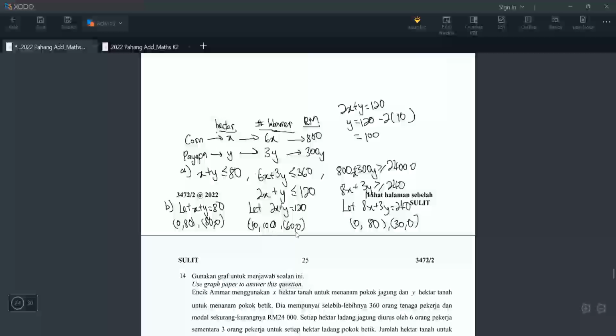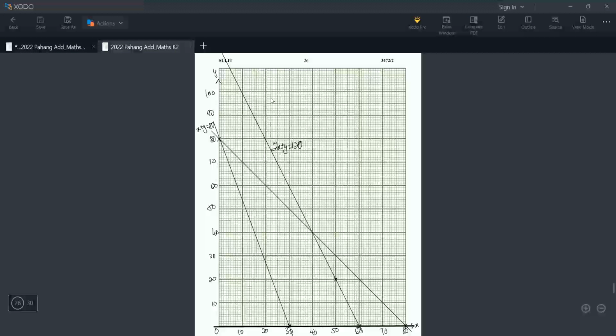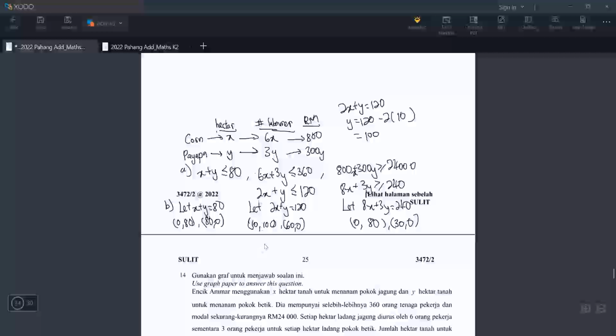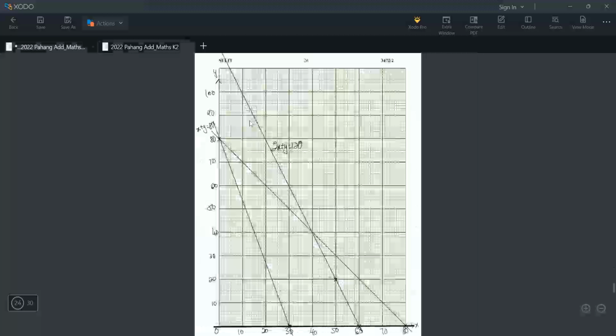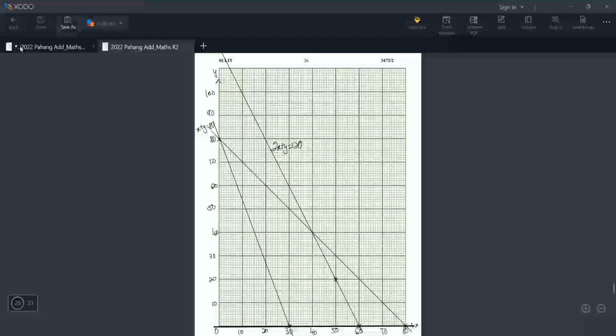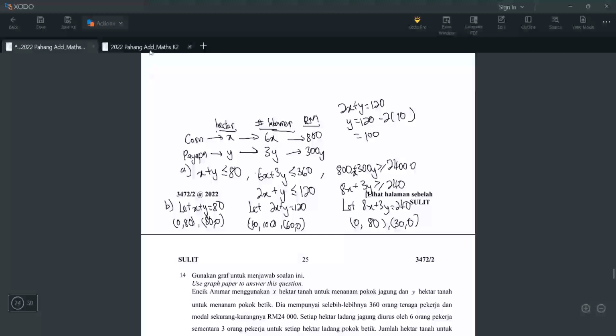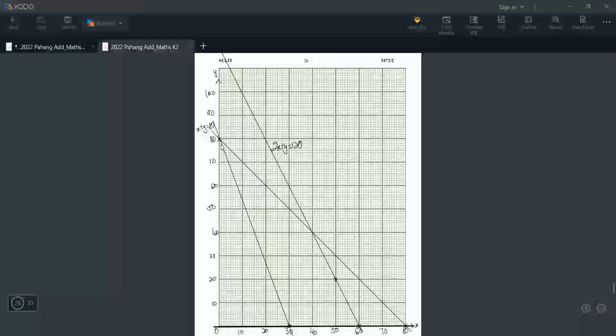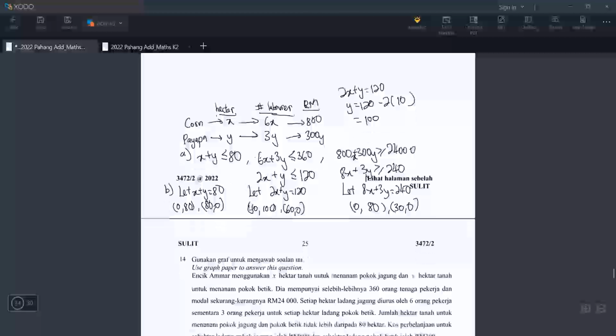The second line, 2x plus y equals 120, (0, 100), (60, 0). Actually, it's not (0, 100), it's (10, 100). So (10, 100), (60, 0). This is the second line. And then what about the third line? The third line is (0, 80), (30, 0). So you can see (0, 80), (30, 0) like this. So this is how you do the graph part.